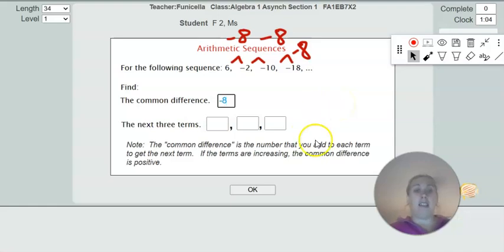And if we need to find the next three terms, -18 minus 8 is going to get us -26. -26 minus 8 is -34. And -34 minus 8 is -42. Make sure you have that all figured out, and when you're all set, you can hit OK.